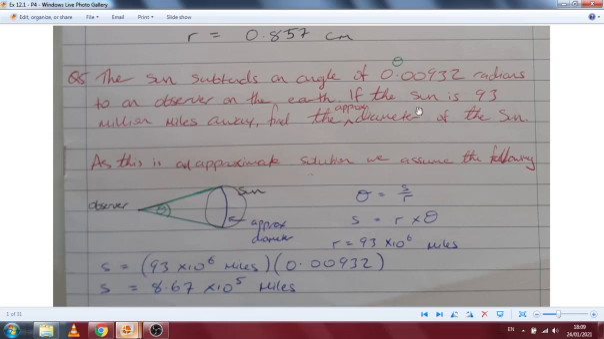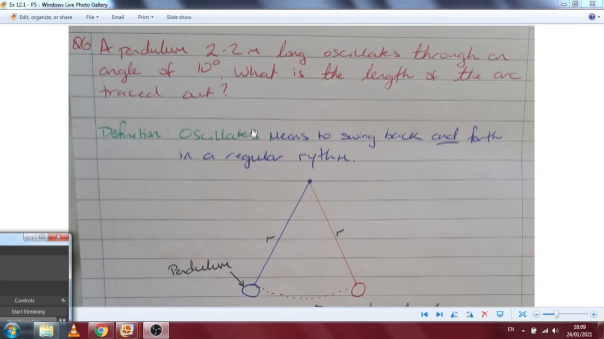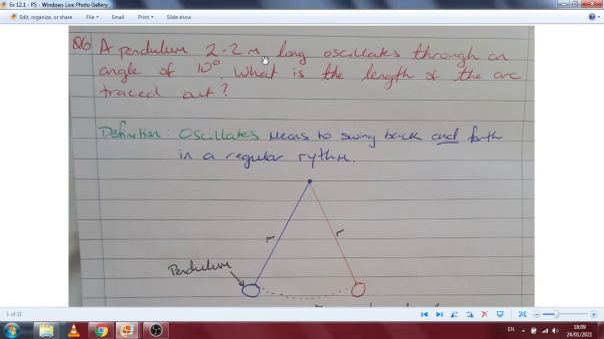Our final question is question 6. It tells us a pendulum is 2.2 meters long and it oscillates, or swings back and forth, through an angle of 10 degrees. What is the length of the arc traced out? So again, definition: oscillates means to swing back and forth in a regular rhythm. So it's not just over, it's over and back. That's one oscillation. Half an oscillation, one oscillation. It's another important word in physics that we'll meet again.